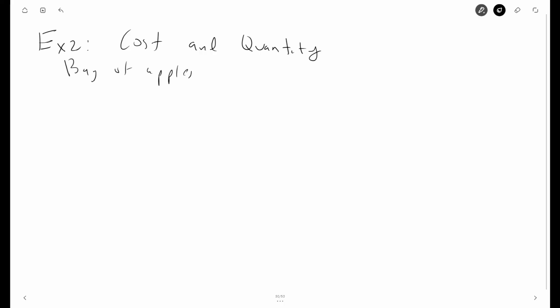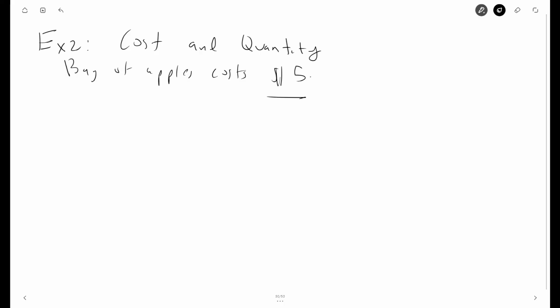So this example number 2 is about cost and quantity. It says that a bag of apples costs $5. So we want to know the relationship between total cost and the number of bags.